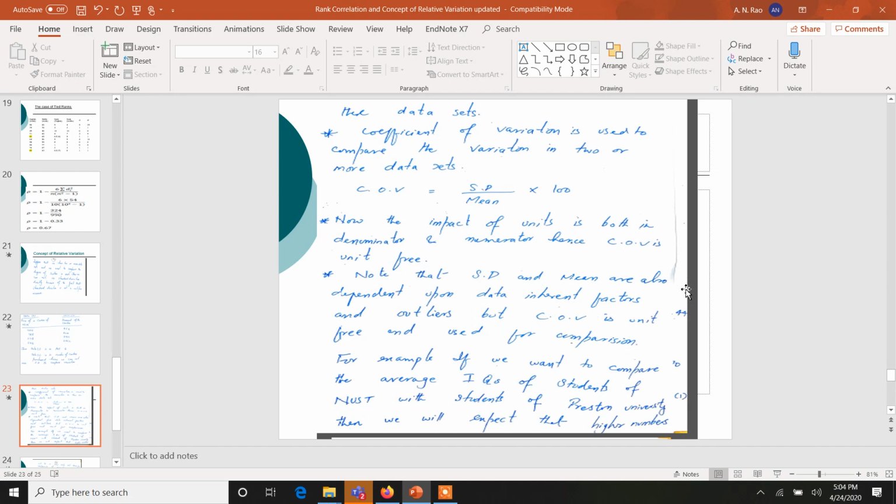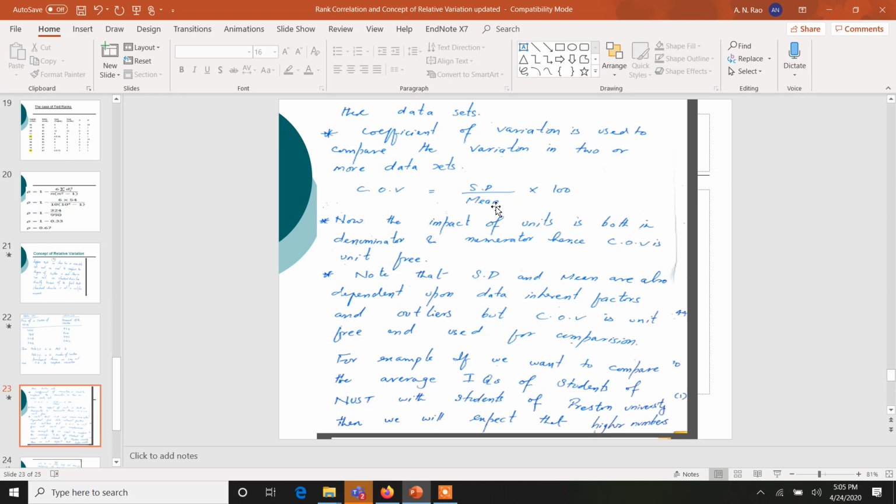So what to do if we have two or more data sets and we want to compare variation? Then we should use the coefficient of variation. And coefficient of variation, or simply abbreviated as COV, is actually standard deviation divided by the mean, times 100, right? What am I saying? You calculate the standard deviation of the data, the mean of the data, divide these two values and multiply by 100.